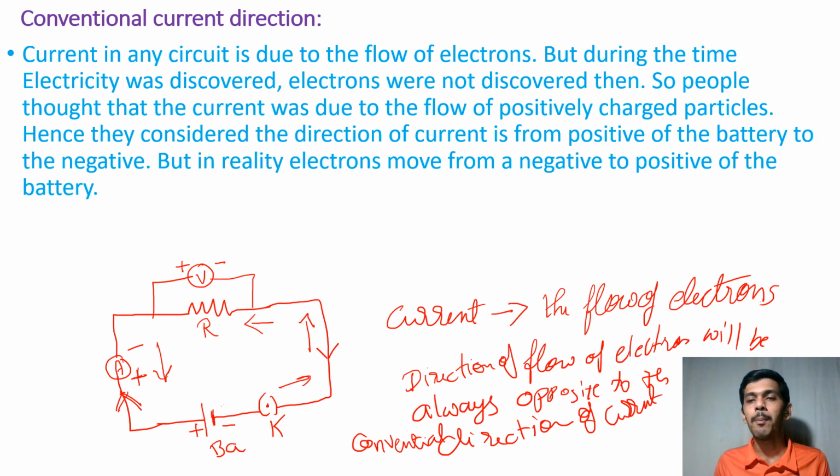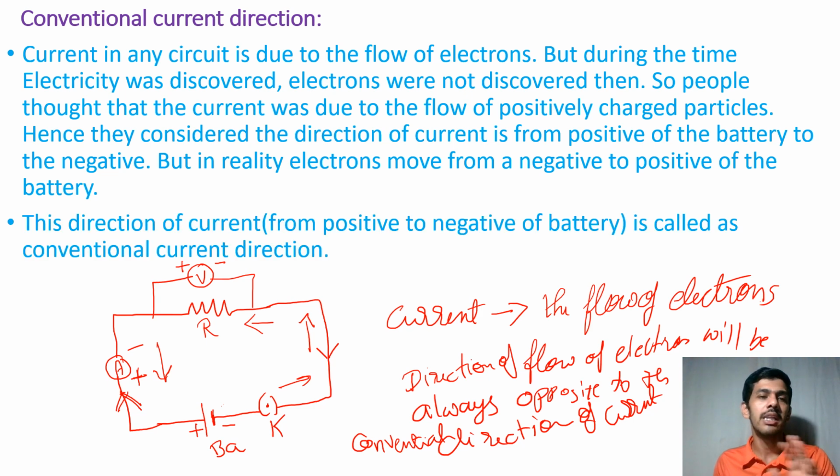the battery, but we have taken the convention as the current direction being from positive of the battery to the negative of the battery. This direction of current, from positive to negative of the battery, is called the conventional current direction.